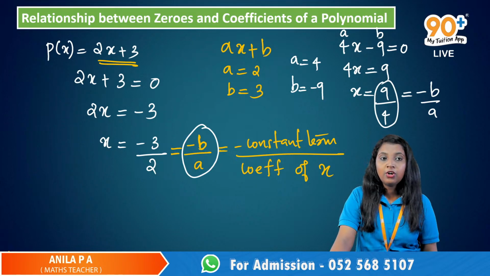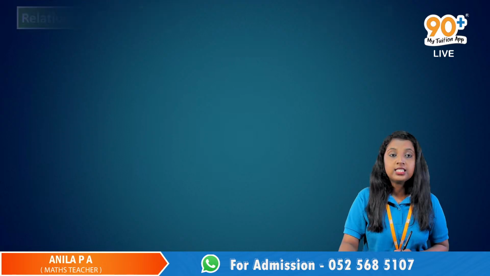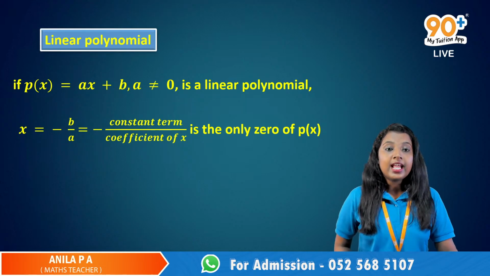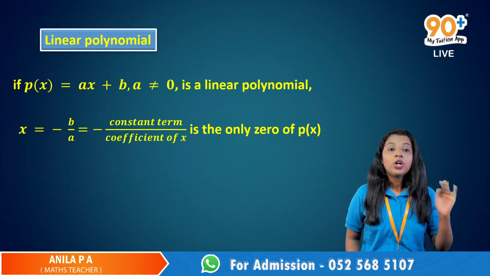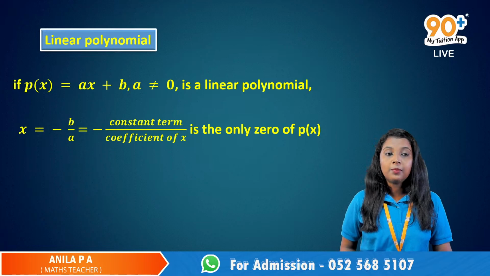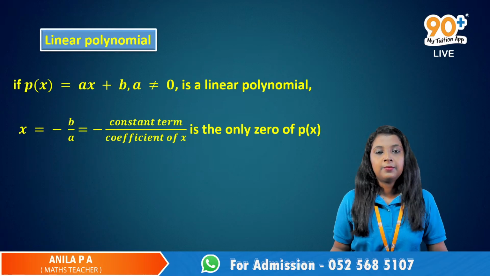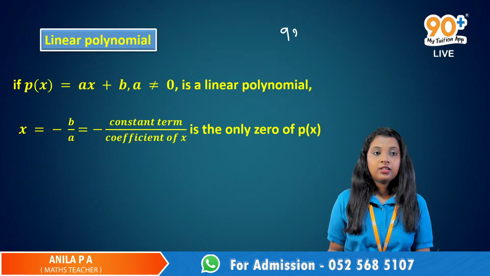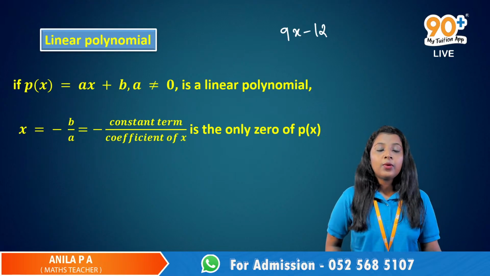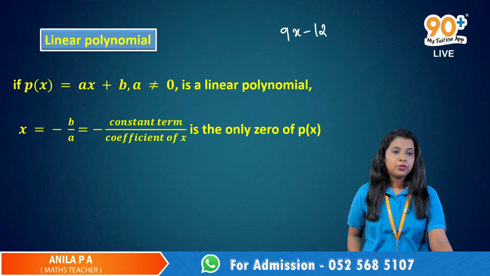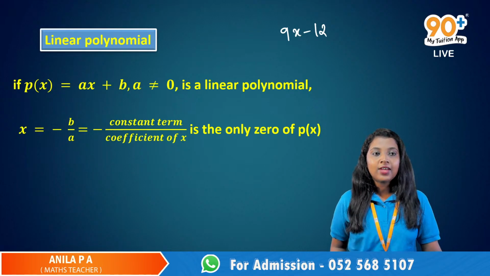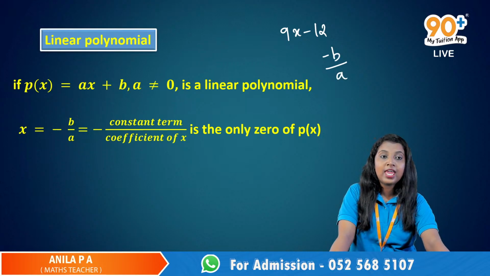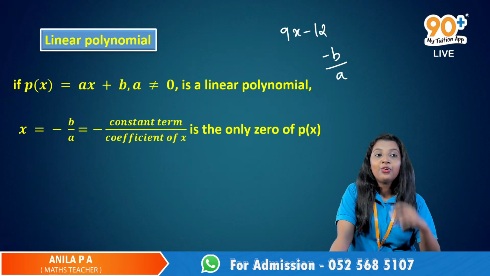So in the case of a linear polynomial, what can we observe here? We can observe that x is equal to negative b by a, or the negative of the constant term divided by the coefficient of x, will be the zero of any polynomial p of x. So from now onwards, if you have a linear polynomial, say 9x minus 12, and the question is to find the zero of this polynomial, do we have to equate this to 0? No, we can directly write it as negative b by a, but before that, please make sure that you identify the values of a and b correctly. Don't forget to take the negative sign.